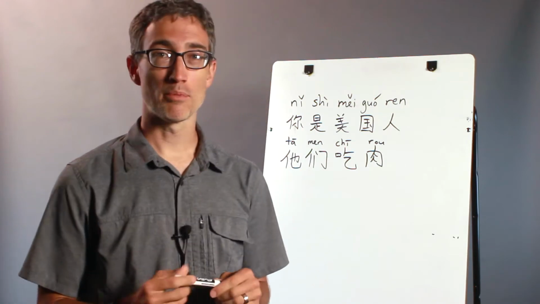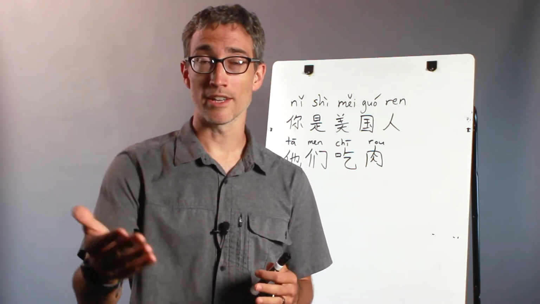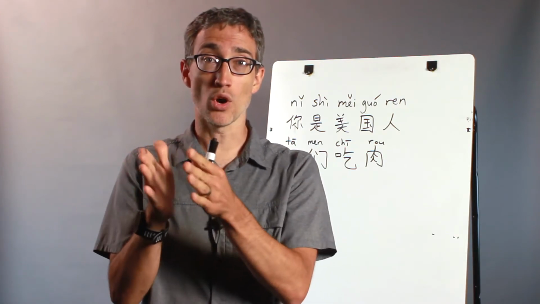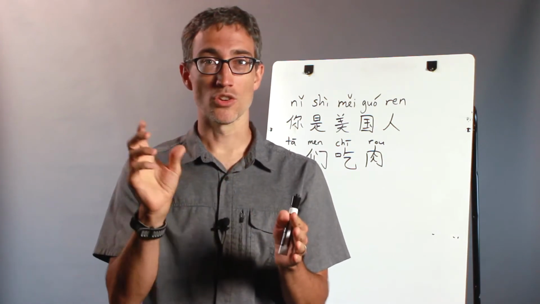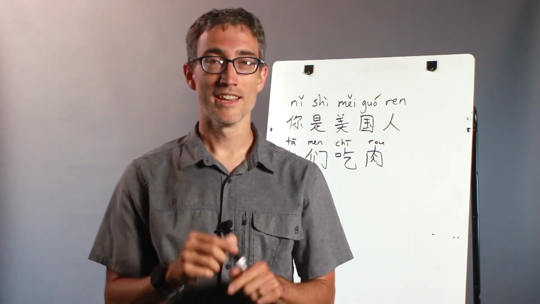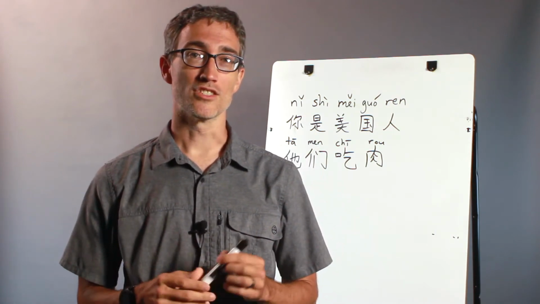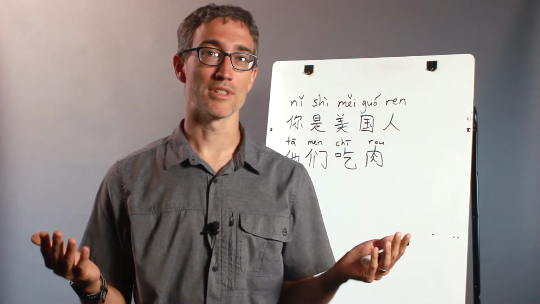So, for example, in English I would say, are you an American? Now notice the word order in English changes. If it's a statement, it's you are an American. If it's a question, it's are you an American? So the you and are switch. In Chinese, there's no changing the word order to make a question. And so you simply add the word ma at the end of the statement and it becomes a question.